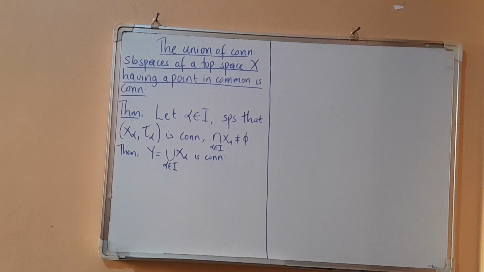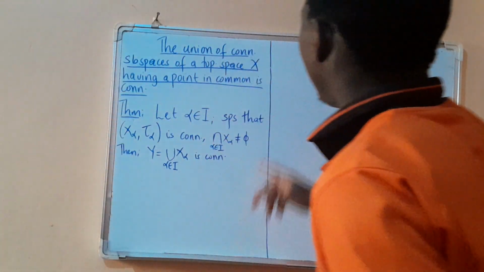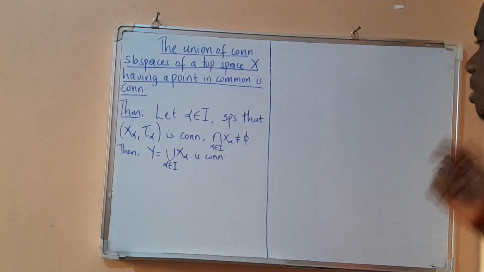Another important result: the union of connected subspaces of a topological space X. The union of connected subspaces of X having a point in common is connected. So how does this look? We have the union of connected subspaces.